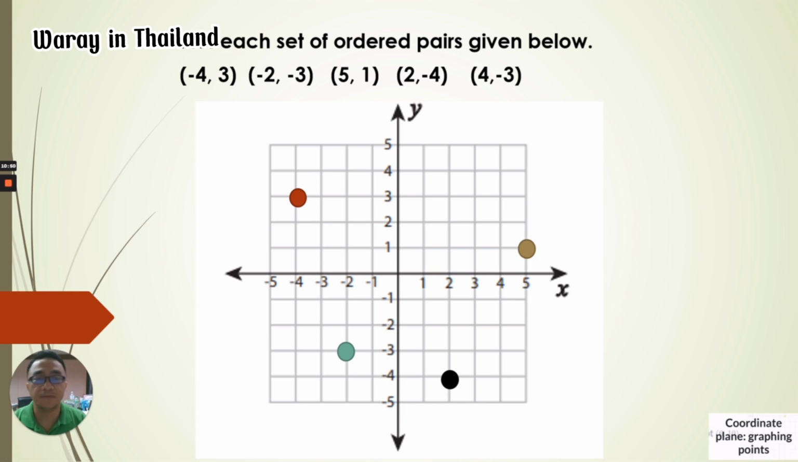And the last one, we have 4, negative 3. Positive and negative, so the same as what we did in number 4. So here in quadrant 4, you have 4 here for x, positive 4, and a negative 3 for y over here. So you have it there.